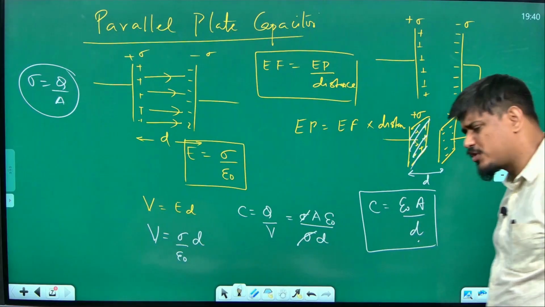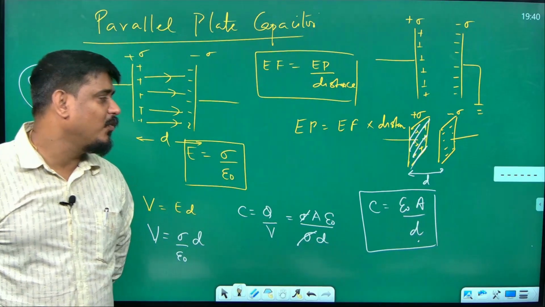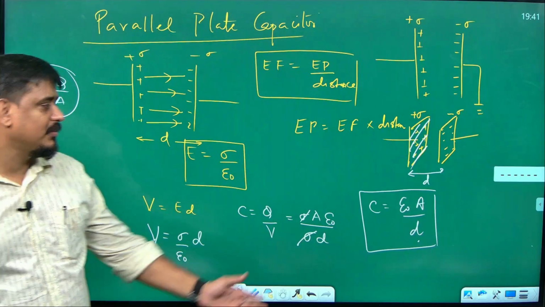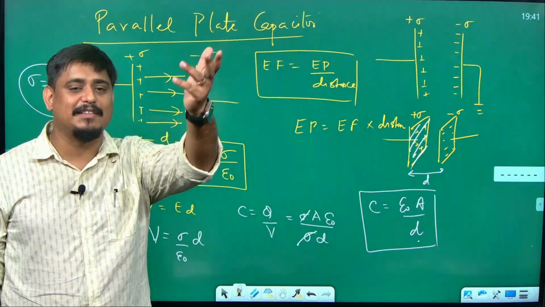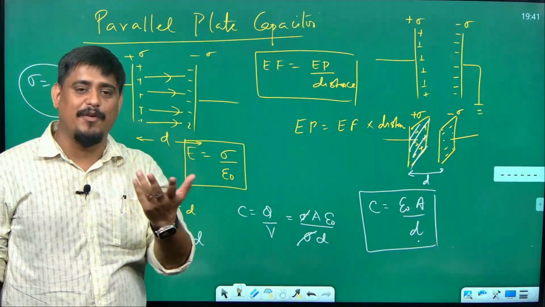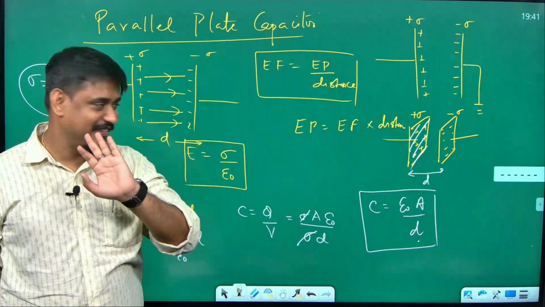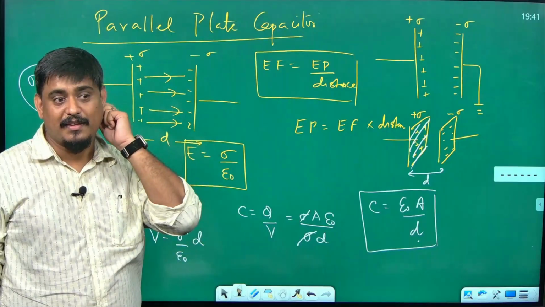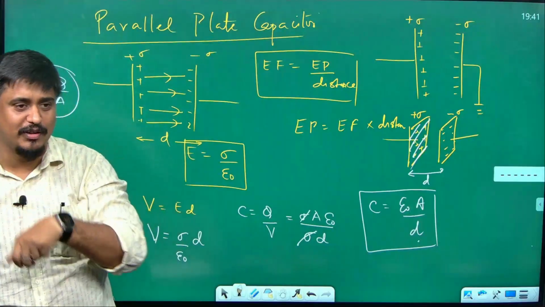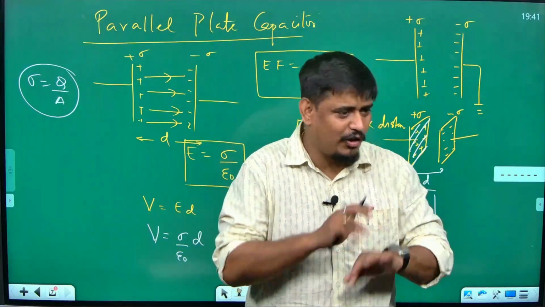The first kind of question that comes in the examination, the easiest question, is: what will happen to capacitance if the distance between the plates is halved? Distance doubles. What will happen to the capacitance if the area becomes double? Capacitance will become double. What if the area becomes half and the distance becomes double? It will become 1/4. Distance became double, area became half, so 1/2 times 1/2 gives 1/4. Anybody can solve this kind of question, so it will not come in the exam.